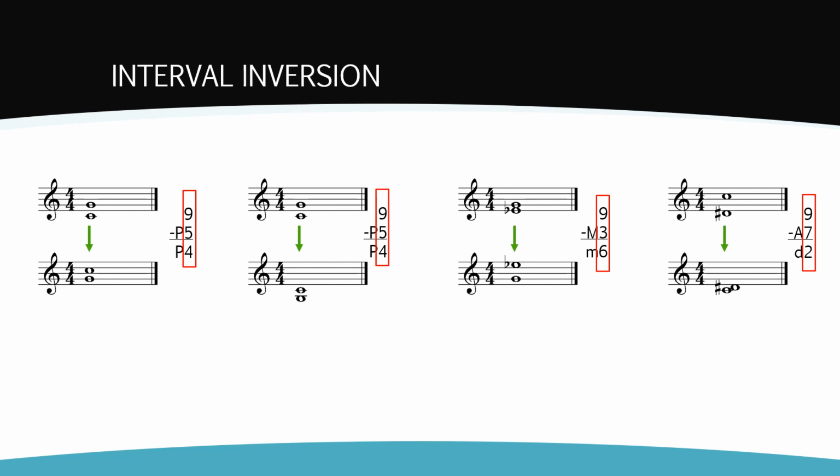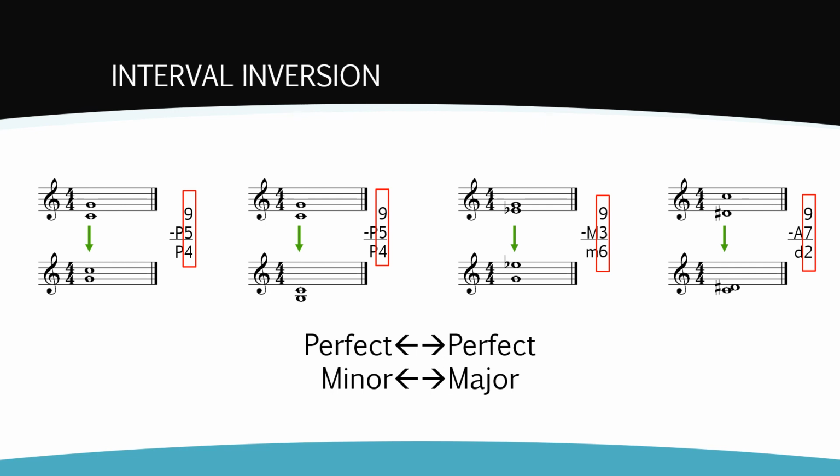Also, when we invert a dyad, the quality of the interval changes to the opposite of the original interval. Perfect remained perfect, minor became major, and diminished became augmented. From this pattern, you can determine the interval for any dyad inversion without having to notate the pitches on the staff.